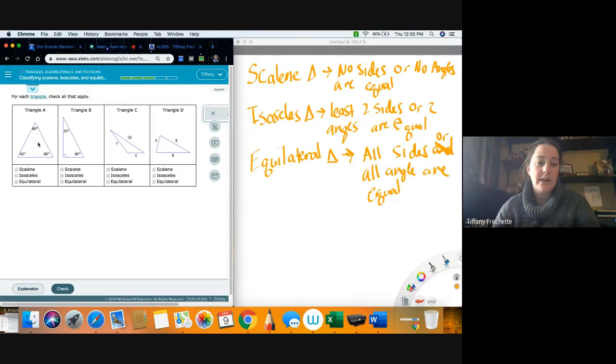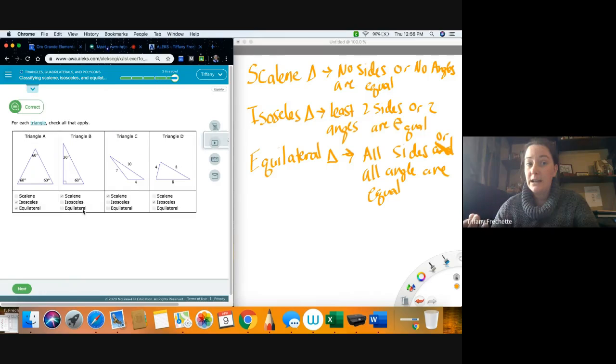We have triangle A, where all the angles are congruent again, which makes it equilateral, and I immediately click isosceles. And then here we have 30, 60, and this is the 90 mark. These are all different angles, so if we have all different side lengths or all different angles, we call that scalene. Triangle C, we have 4, 7, 10. All different side lengths, scalene. Triangle D, we have 4, 8, and 8. At least two sides are equal, so we call that isosceles. Check. And we finish another one.